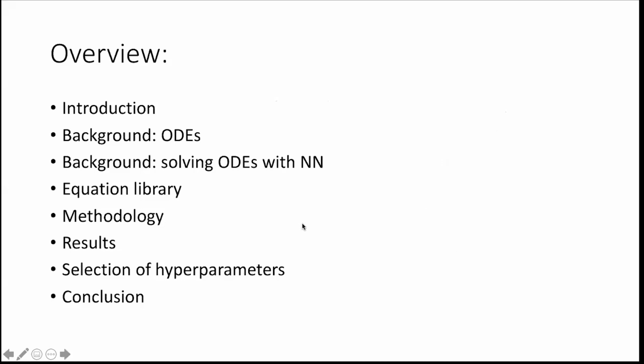Okay, slide. So I will briefly introduce the topic. I will talk a bit about ODEs, like the notation, just to be on the same page, and how to solve ODEs with neural networks. Then I will briefly present the equation library, so the equations that I decided to use as a test for the algorithm. I will describe the methodology of the whole process, and then I will present the results with some discussion of the selection of hyperparameters that has been done and that are introduced in the algorithm.